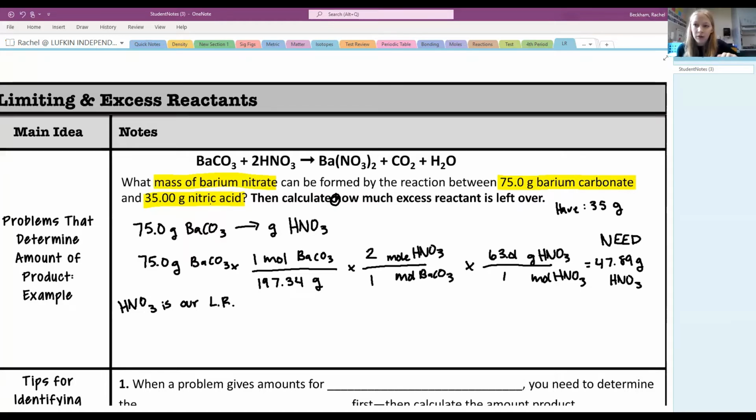So we know that HNO3 is what limits us. So we're going to use that information, the 35 grams, to figure out how much product we get. We are not going to use the 47.89 grams because that's what we theoretically need, but we don't actually have that, right? So we're going to use what we have. When you figure out how much product, you're going to use the limiting reactant to get you there. So we're going to convert that all the way over to grams of barium nitrate because that's what it's asking for. So I want you to pause the video again and convert grams of HNO3 all the way over to grams of barium nitrate using your stoichiometry map.